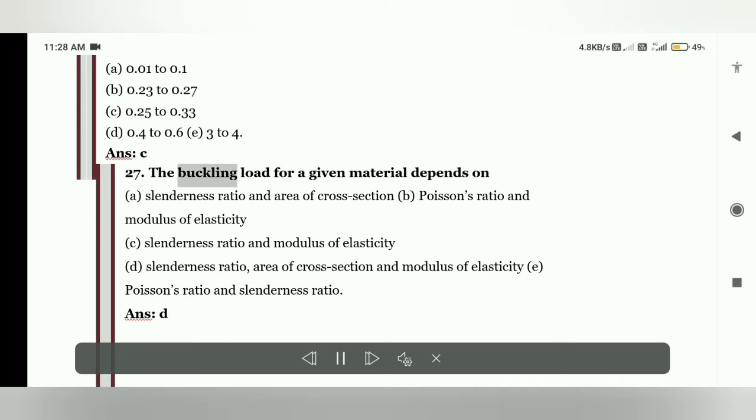27. The buckling load for a given material depends on A. Slenderness ratio and area of cross-section, B. Poisson's ratio and modulus of elasticity, C. Slenderness ratio and modulus of elasticity, D. Slenderness ratio, area of cross-section and modulus of elasticity, E. Poisson's ratio and slenderness ratio. Answer D.